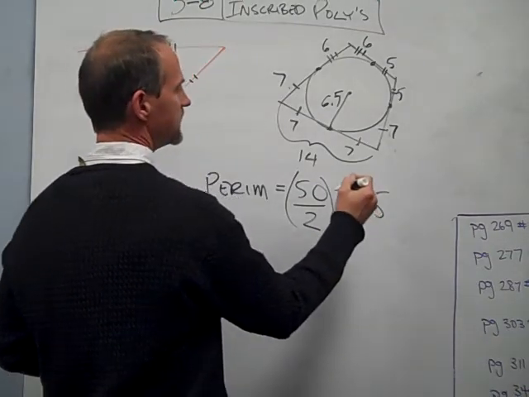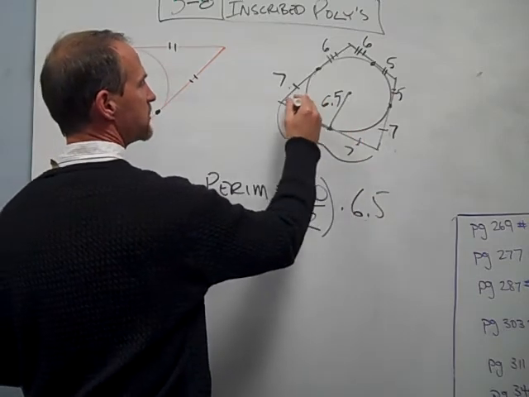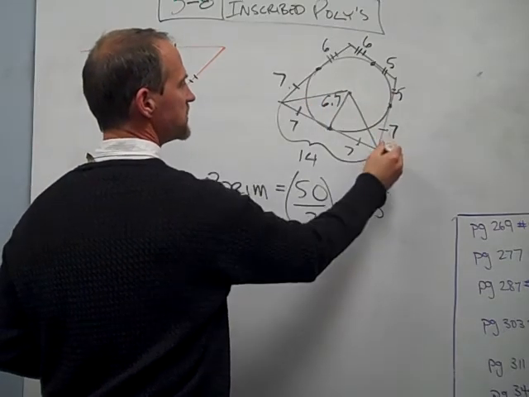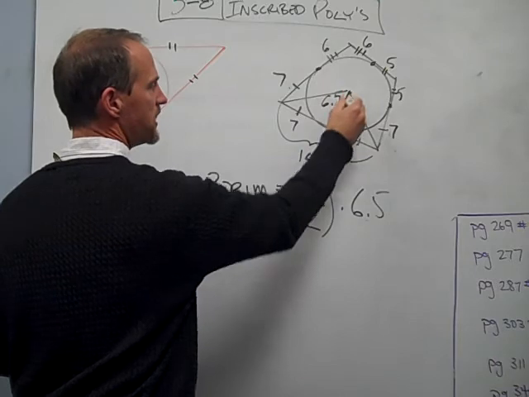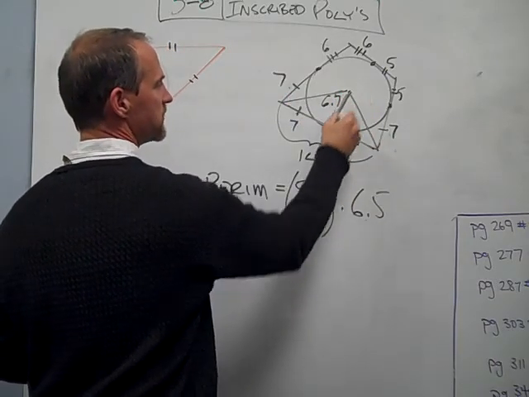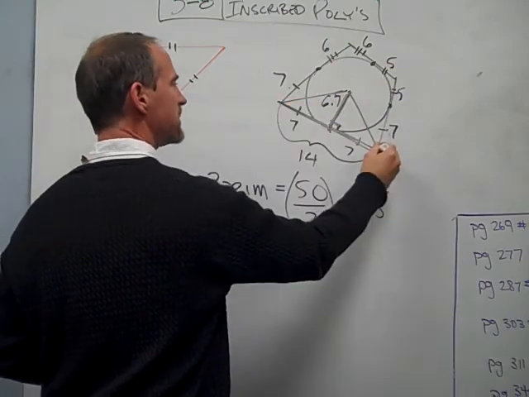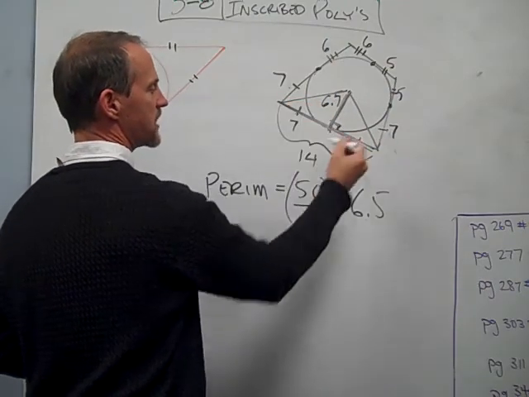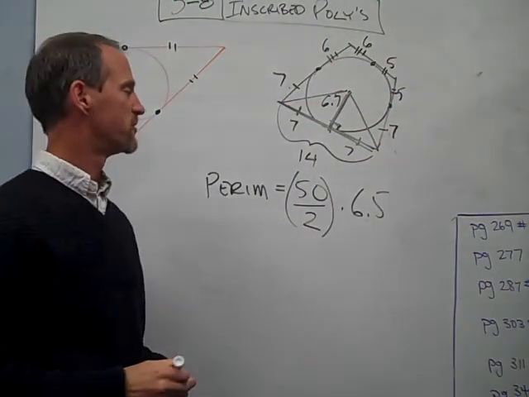Okay? And if you think about why that is, it goes back to the fact that we can make each one of these into a triangle there, and the radius is going to be perpendicular. And so we've got the altitude of the triangle, and then we've got the base of the triangle, and then when we cut that in half, that's why we've got the semi-perimeter there.